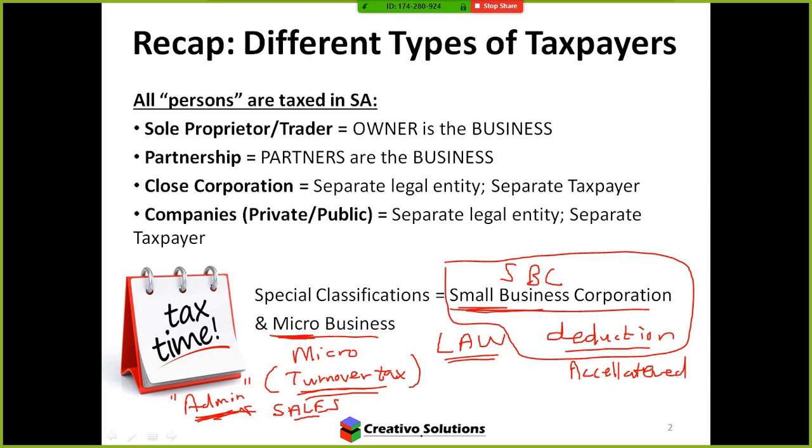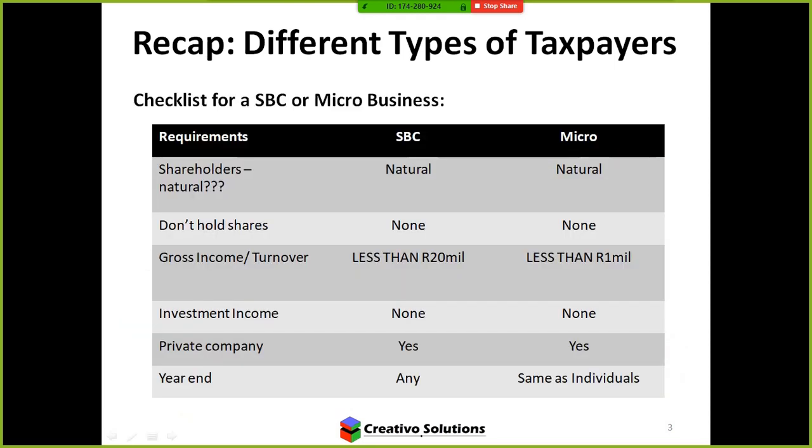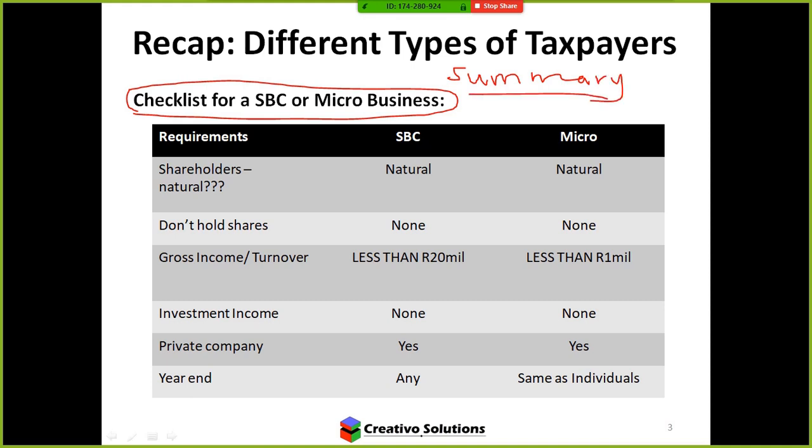I made a note in that video that on this particular set of notes, you will see this checklist. Right, and this I took from the textbook, the Unisa Study Guide. Okay, and this is a great summary of the two different types of businesses, an SBC or a micro.